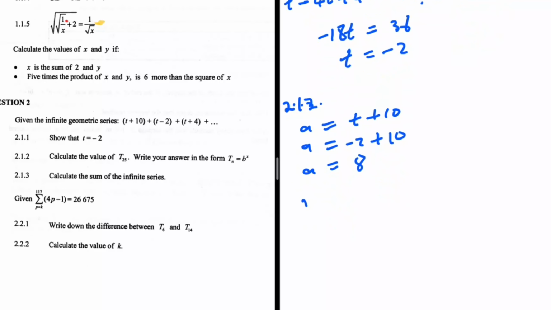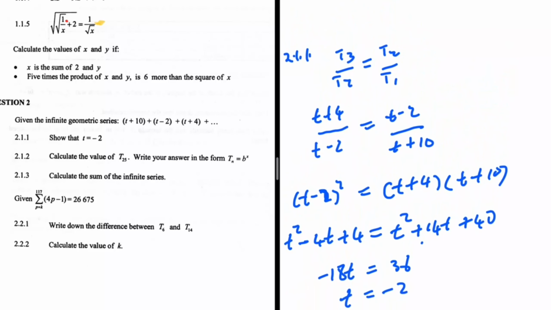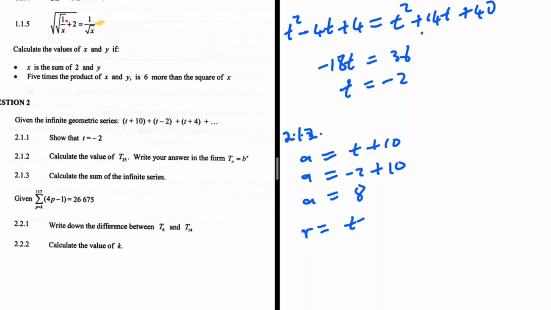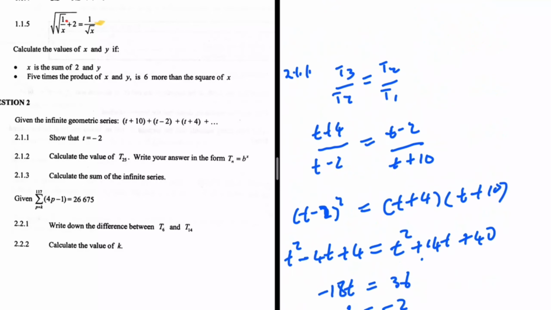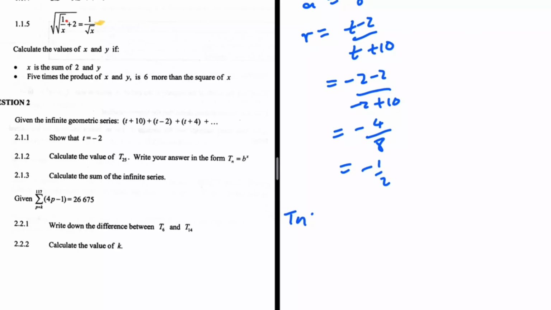Okay, we need r as well, right? So that we can have the formula and calculate t25. R is t minus 2 over t plus 10, right? So that will be minus 2 divided by minus 2 plus 10. So is that minus 4 divided by 8, and then is that minus 1 over 2? Seems like it. So we have tn being equal to a, which is 8, multiplied by r, which is minus 1 over 2 to the n minus 1.